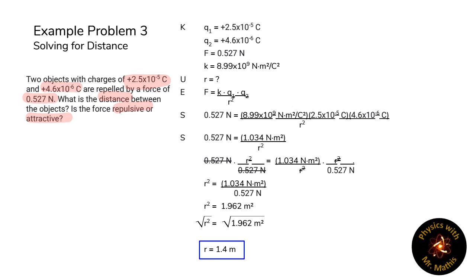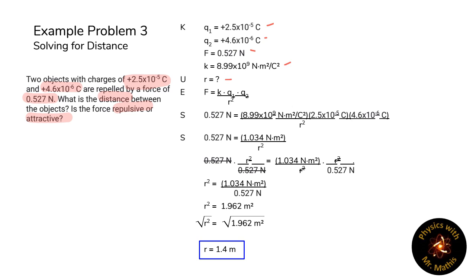In our knowns, we have Q1 plus 2.5 times 10 to the negative fifth. We have Q2 is plus 4.6 times 10 to the negative 6 coulombs. We have the force, which is 0.527 newtons, and we have our Coulomb constant, 8.99 times 10 to the ninth. Our unknown this time is distance, so it's going to be r, lowercase r. Our equation is still the Coulomb's law equation, F equals K times Q1 times Q2 divided by r squared.